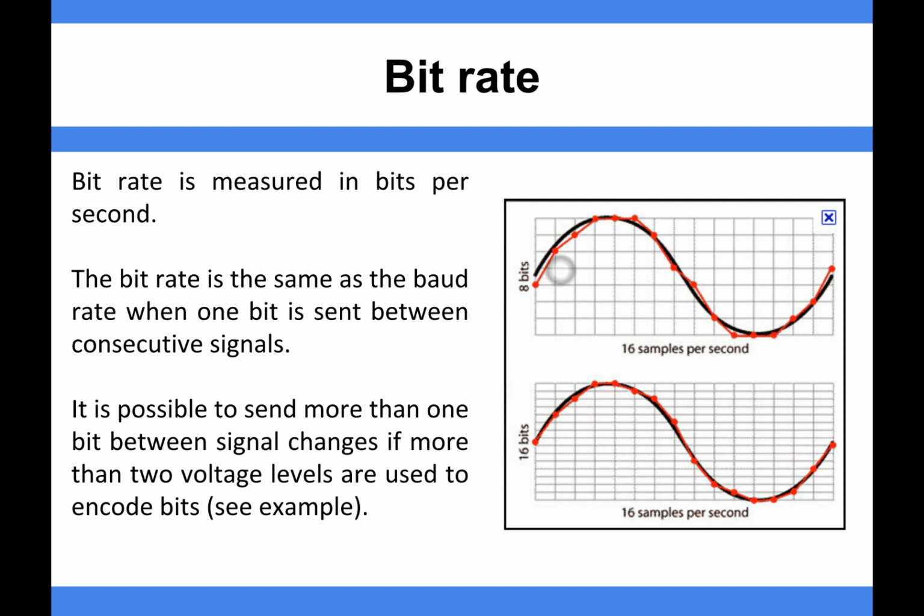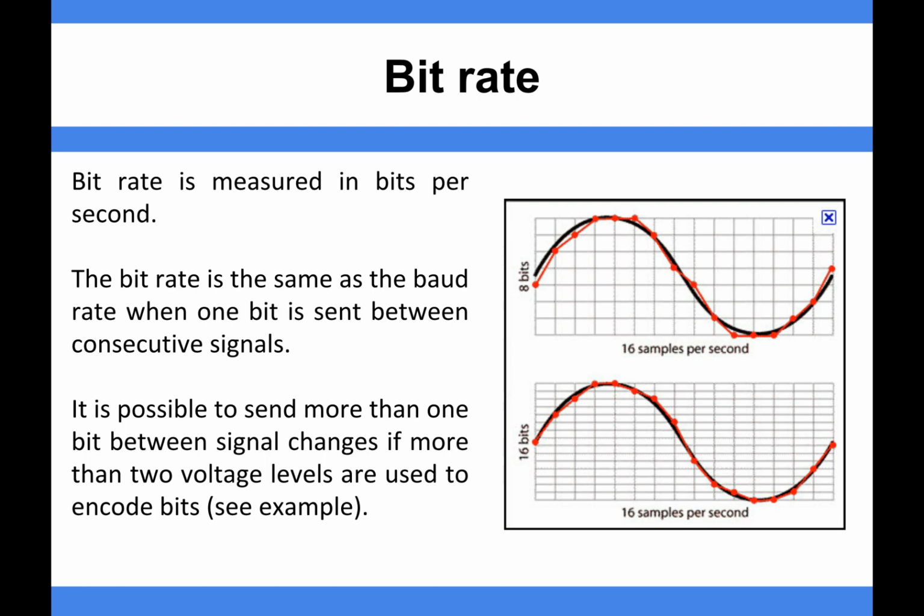Therefore, if each one of these is 1 bit, then it'd be 16 bits per second being sent. It's not in this example, but just bear in mind there's 16 bits per second being sent. Therefore, the bit rate would be 16 bits per second and the baud rate would be 16 baud. So they can be the same, but only when there's 1 bit being sent per signal change. It is possible, however, to send more than 1 bit.